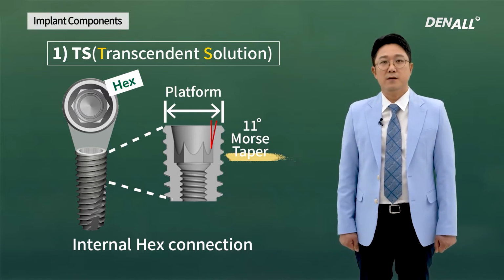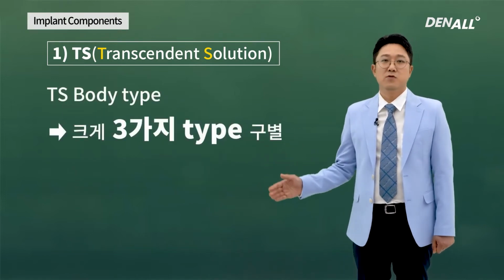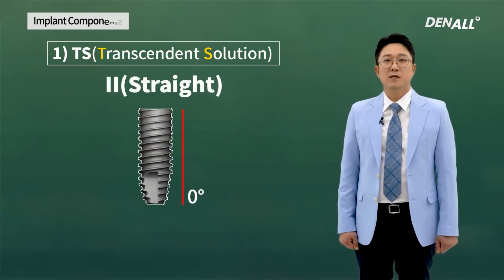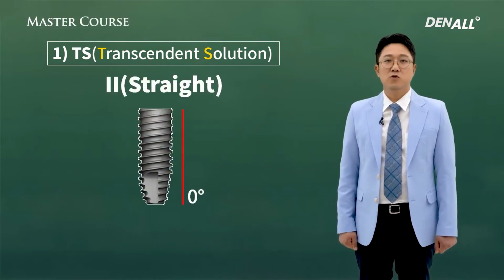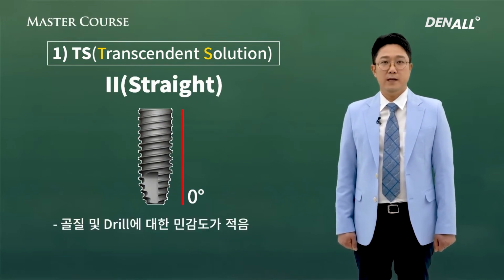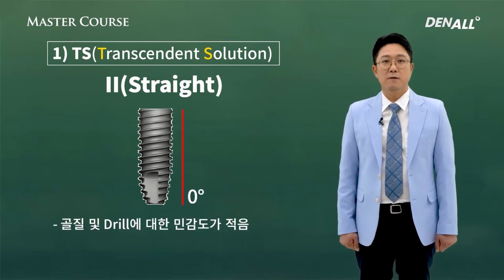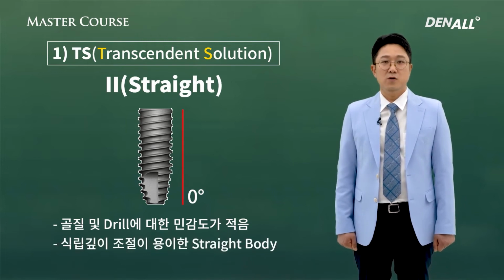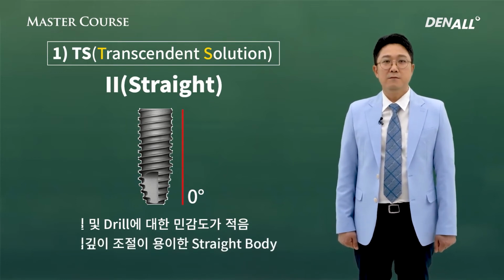TS fixture, the shape of the body. Depending on the taper, it can be largely divided into 3 types. If the overall body is straight, it is called TS2 and it is a straight type. In these implants, it has less sensitivity to bone quality and drill and less interference with bone, so you can adjust the placement depth easily.